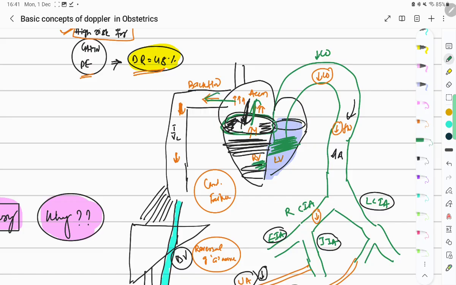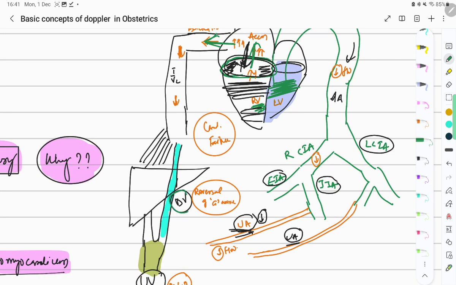So there will be backflow into the IVC. From the IVC, there is the ductus venosus. So ultimately there will be reversal of flow. We will call it reversal of A wave, because there is backflow occurring. Why is there backflow? Because the right ventricle is failing. So if there is reversal of A wave, that is an indicator that the right ventricle is failing. That is a sign of cardiac compromise.